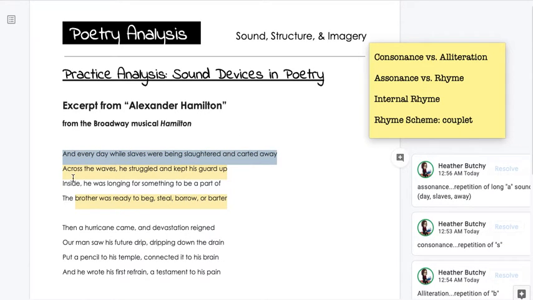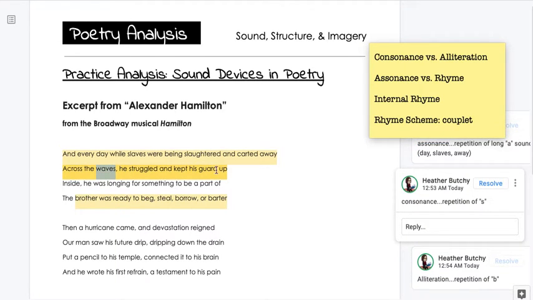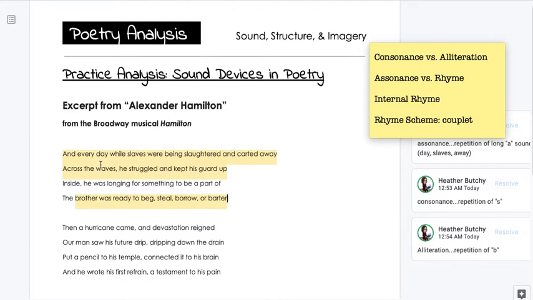And then if we want to carry this down into stanza 2, you have "across the waves, he struggled and kept his guard up." So now you have day, slaves, carted away, across the waves. When you have that continued assonance, it helps to link these images together. So again, when we talk about sound, this is always to emphasize some sort of image or message in the poem. So you have carted away across the waves. Where were slaves carted away? Obviously, they were taken across the ocean over to the United States. So that gives you, in that case, the colonies, it gives you a good idea of how sound is used.